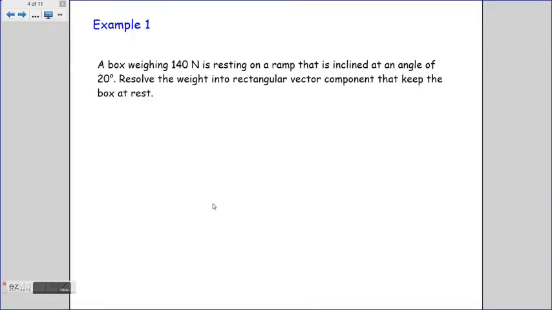Consider example number 1. A box weighing 140 newtons is resting on a ramp that is inclined at an angle of 20 degrees. Resolve the weight into rectangular vector components that keep the box at rest.